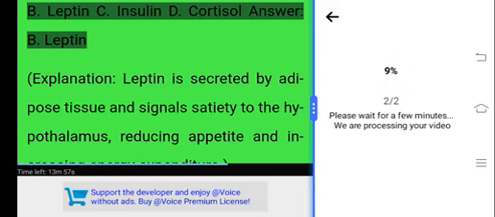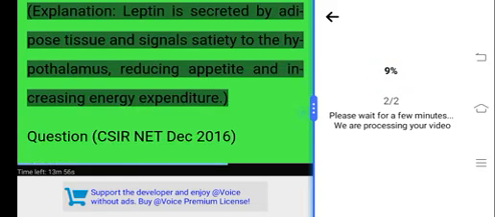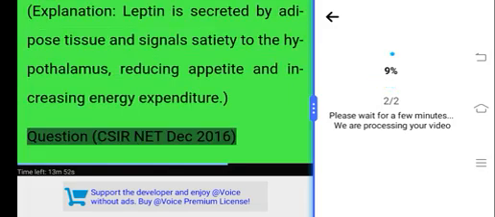C. Insulin. D. Cortisol. Answer: B. Leptin. Explanation: Leptin is secreted by adipose tissue and signals satiety to the hypothalamus, reducing appetite and increasing energy expenditure.